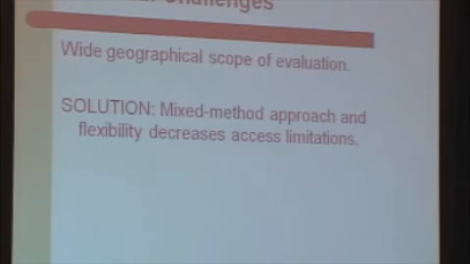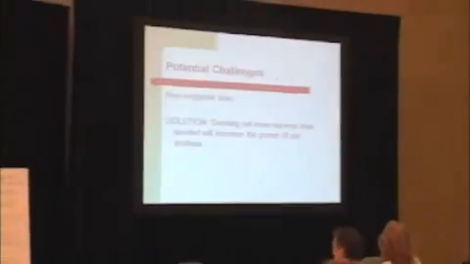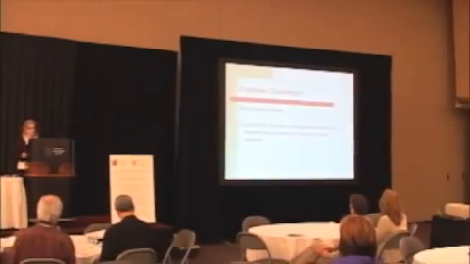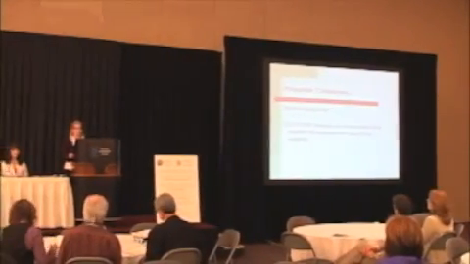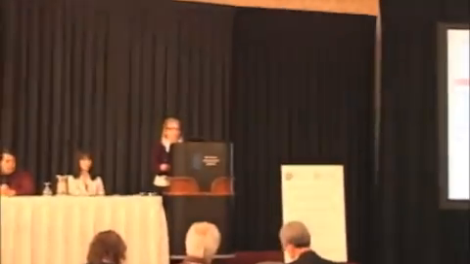Therefore, we need to use a mixed method approach, and we also need to be quite flexible in our evaluation. We need to send out more surveys than we could need because we need to make sure that the non-response bias, or people who are not responding to these mail-out surveys, are included. There are cultural and language barriers, so we need to make sure collaboration is key here. There are ethical issues working with minority populations, so again, collaboration is key. We need to make sure we make informed decisions and protocols.